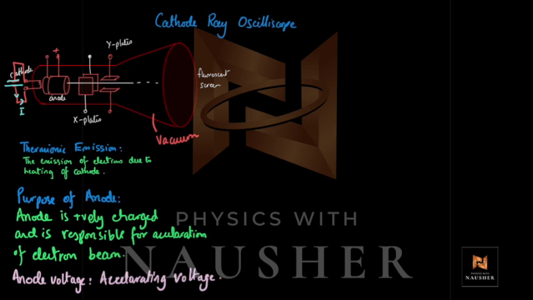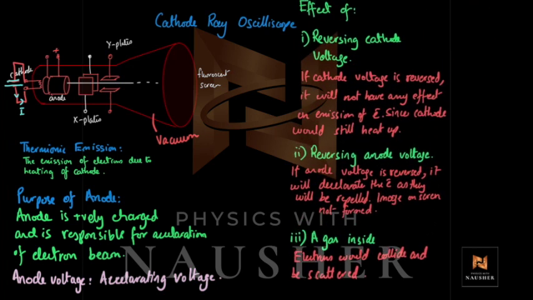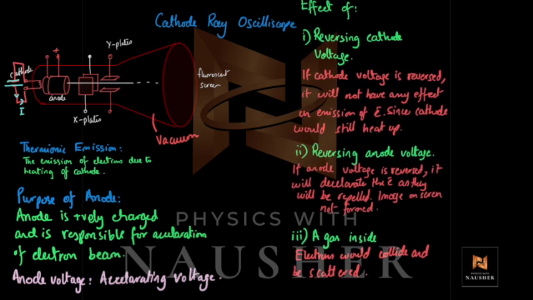That's number one. Number two, what would be the effect if I change the voltage on the anode as well? Let's say this end is positive. What if I make this end negative? So two questions. One, what will be the effect of reversing the cathode voltage? Second, what will be the effect of reversing the anode voltage? Let's have a look at that.